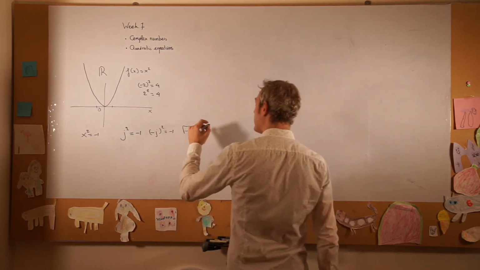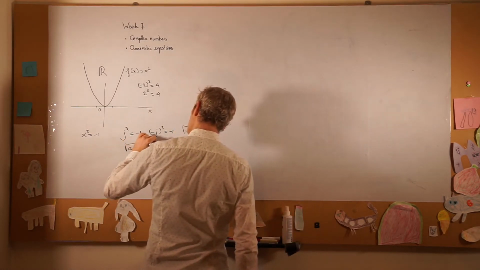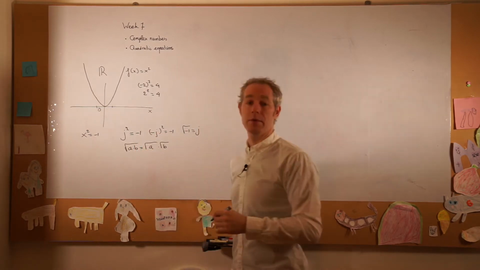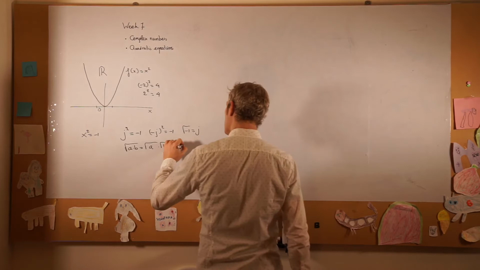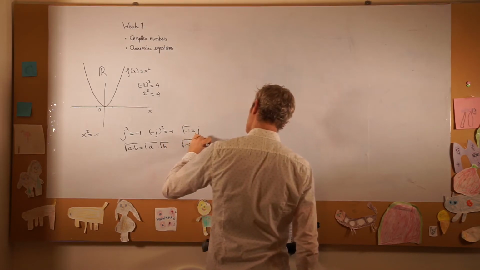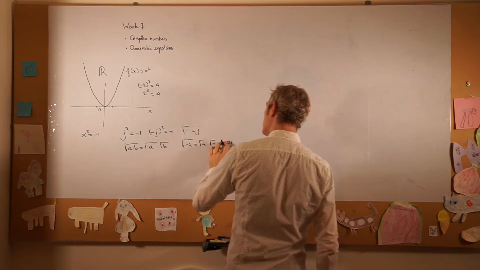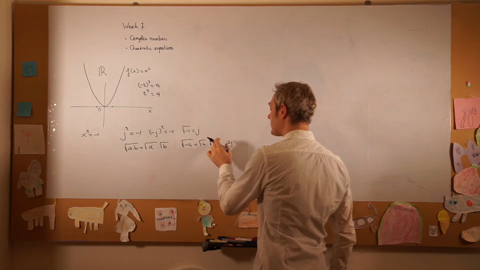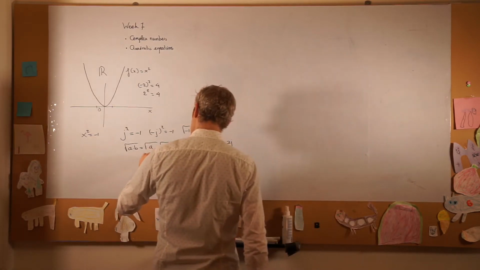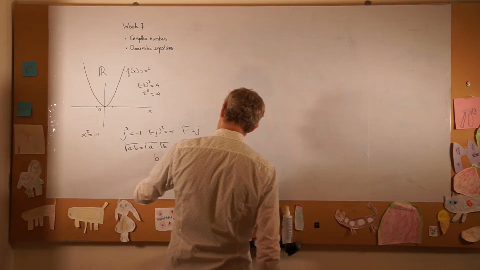Now, as we know that the square root of a multiplication of two numbers is the multiplication of their square roots, we can also now see that the square root of minus 4 equals the square root of 4 times the square root of minus 1, which is equal to 2 times j. And any number of the form b times j is called an imaginary number.